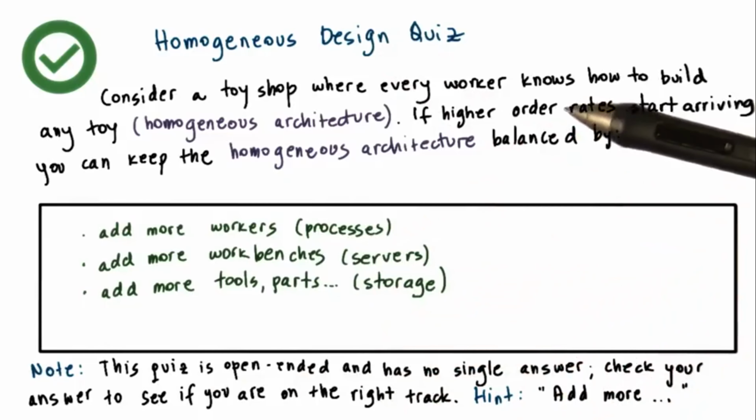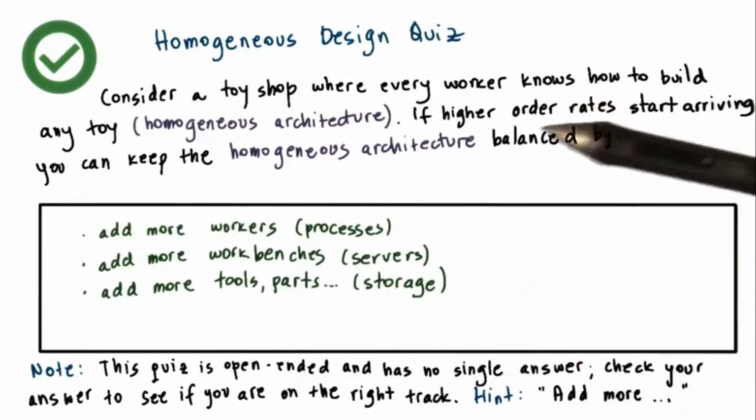In this scenario, in order to deal with an increase in the order rates, we would need to add more workers, which is analogous to the processes, or add more workbenches, analogous to the servers where those processes need to execute, or add more tools and parts, analogous to the storage, the state that's needed for the execution of the service.